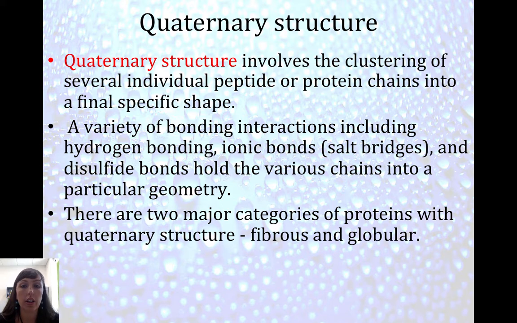And then a quaternary structure involves the clustering of several individual peptide or protein chains into a final specific shape. A variety of bonding interactions, including hydrogen bonding, and then some different ones, ionic bonds, which are called salt bridges, and disulfide bonds hold the various chains into a particular geometry. And again, whether it's a hydrogen bond, an ionic bond, or a disulfide bond depends on the R group and the shape of the individual structure. There are two major categories of proteins with quaternary structures, fibrous and globular.